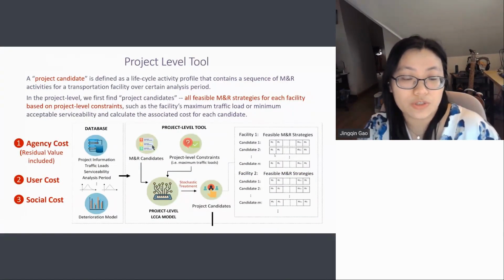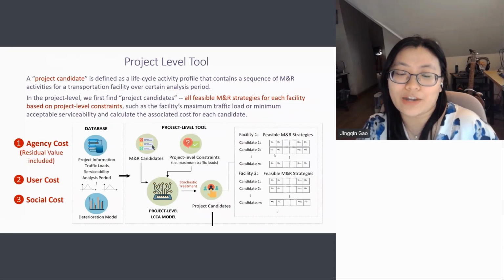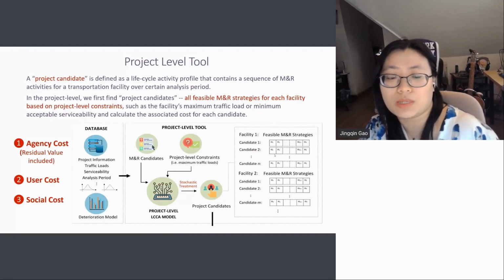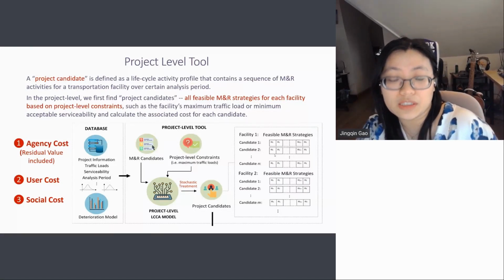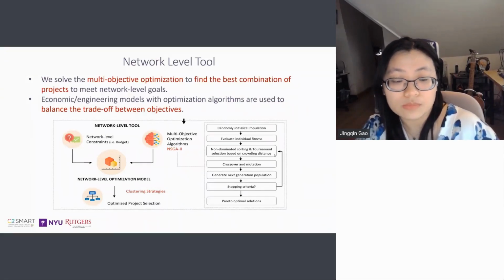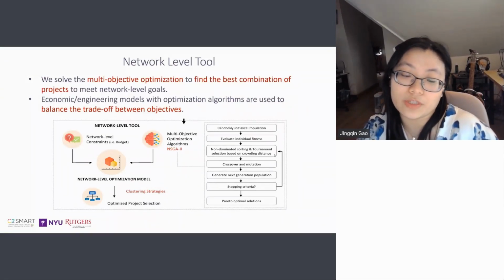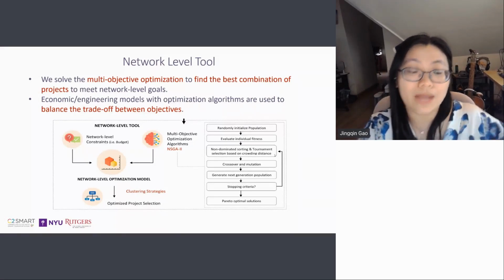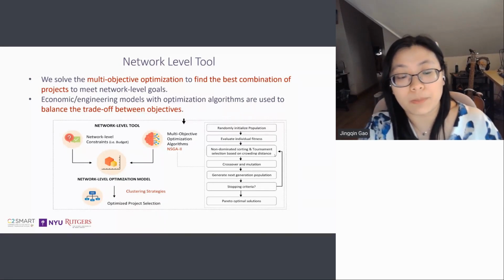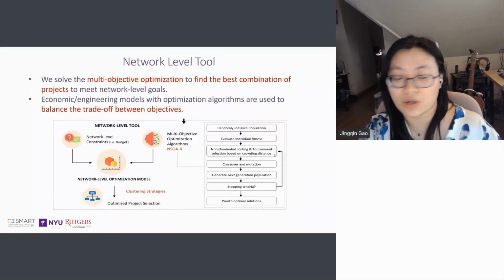And for the project level, it first finds project candidates. They're defined as all feasible maintenance and rehabilitation strategies for each facility based on project level constraints. These constraints can be a facility's maximum traffic load or minimum acceptable serviceability. And then the associated cost of each project candidate is calculated. Then we can pass this value to the network level, which uses economic and engineering models with an optimization algorithm to balance the trade-off between multiple objectives. And the ultimate goal here is to find the best combination of projects to meet network level goals.